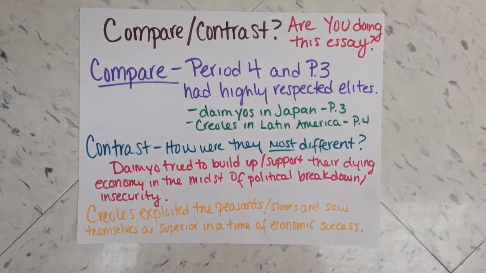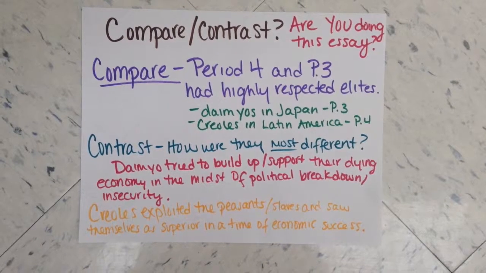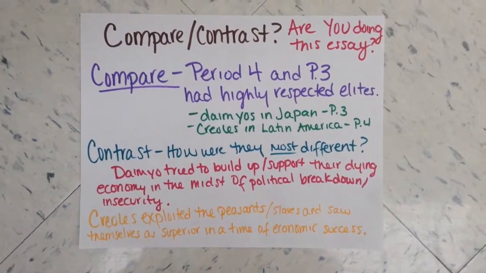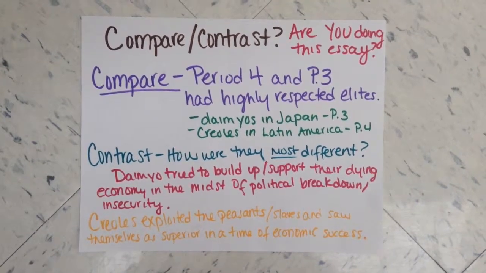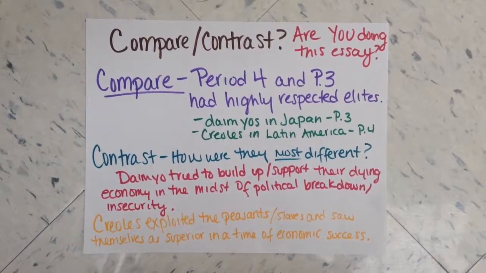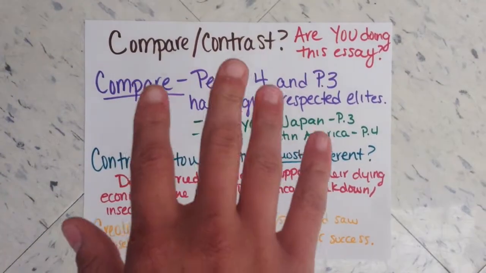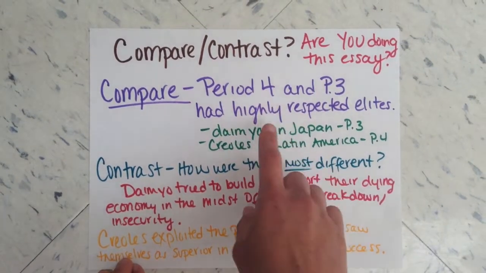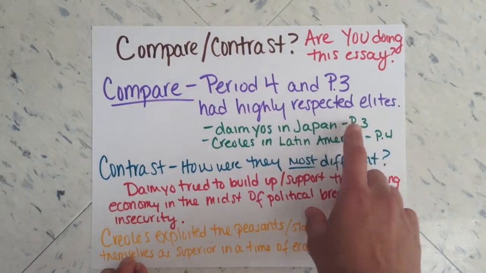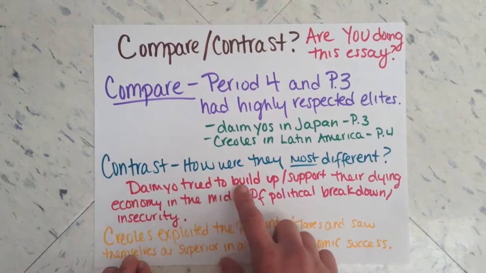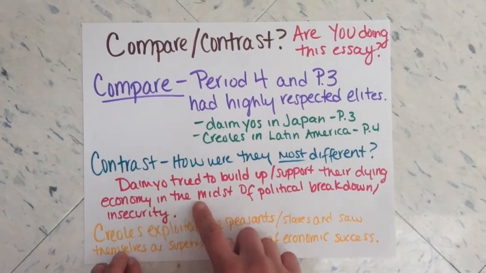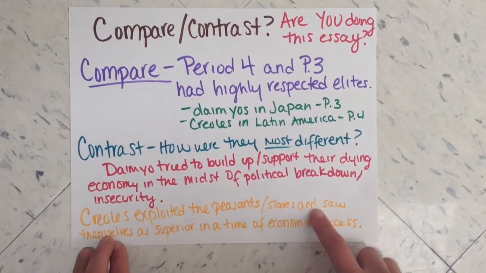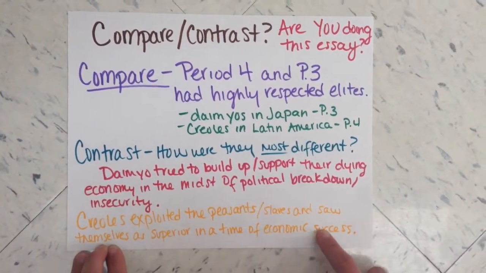The daimyo tried to build up and support their dying economy in the midst of political breakdown and insecurity. And the Creoles exploited the peasants and slaves and saw themselves as superior in a time of economic success. Once you have this, you can make your thesis. See? Follow my fingers. All right, you can say, while Period 3 and 4 both had highly respected elites, the daimyo of Japan tried to build up and support their dying economy in the midst of political breakdown and insecurity, while the Creoles exploited the peasants and slaves and saw themselves as superior in a time of economic success.